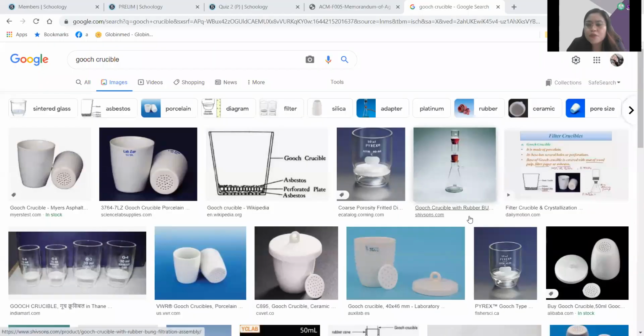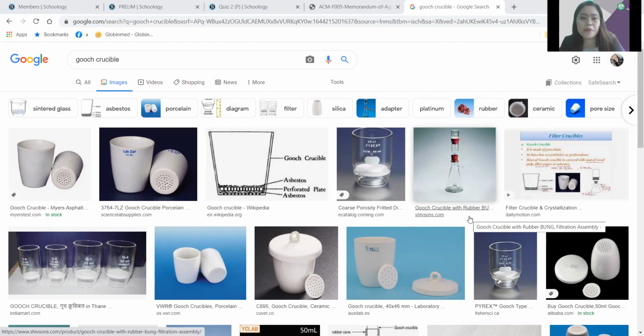Now, let me show you a picture of the crucible, so that you will have the idea on how it looks like. Actually, the Gooch crucible and the other types of crucible look like the crucible and cover that we know. So last time in our activity number 1, we had the discussion about the different laboratory apparatuses that we can use in our laboratory procedures, and one of those apparatus is the crucible and cover.